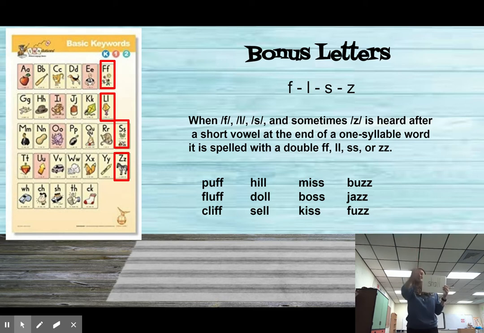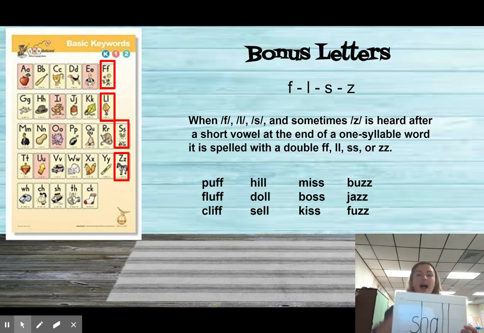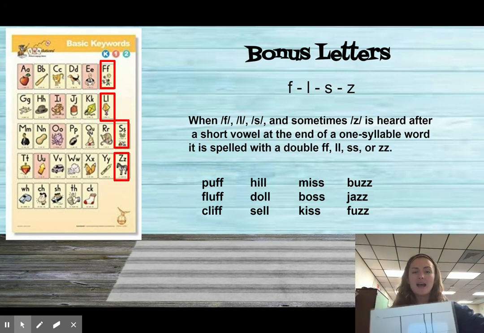Here we go. S-H-A-L-L. What was that word? Shall. Let's do it again. S-H-A-L-L. This word was shall. And I'm going to give you a sentence using this word. I shall go to the store. Shall is the same as saying will. It means you're going to do something.